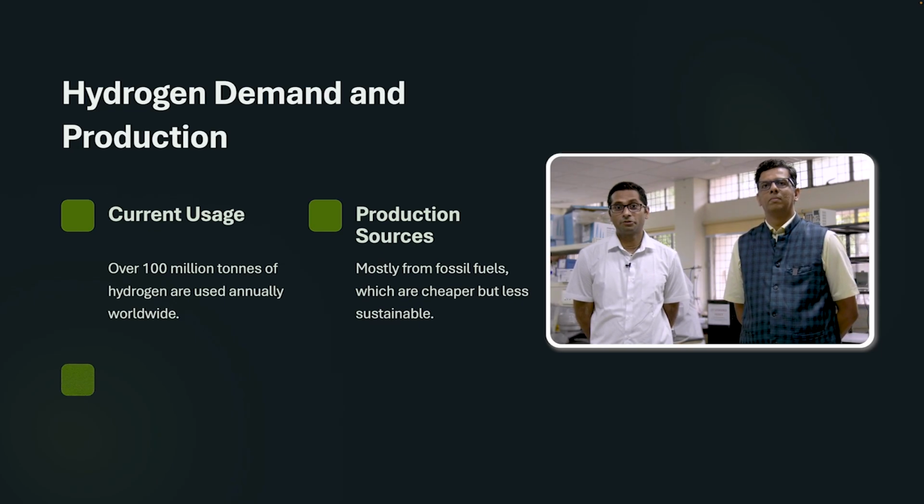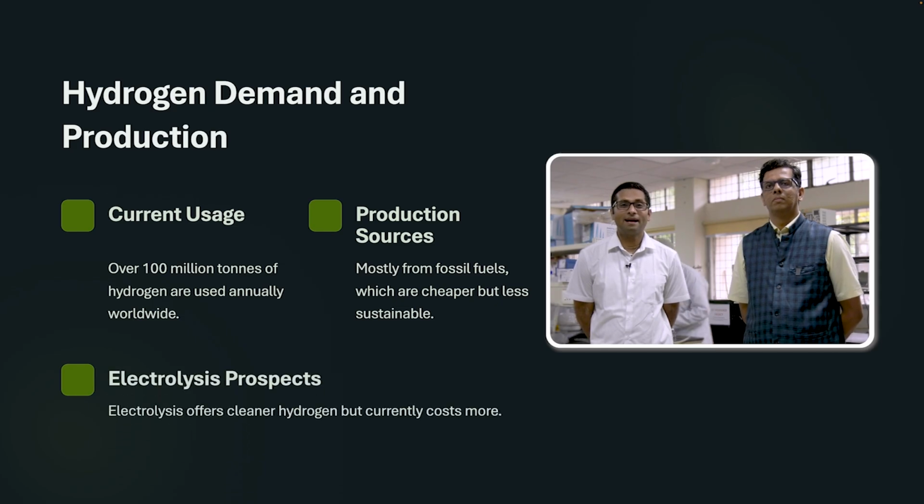But why are we not using electrolysis? Because it is costlier. And this is what we are going to understand: how does the cost economics work behind production of hydrogen through electrolysis compared to that of fossil fuels? And then Professor Amit takes over.